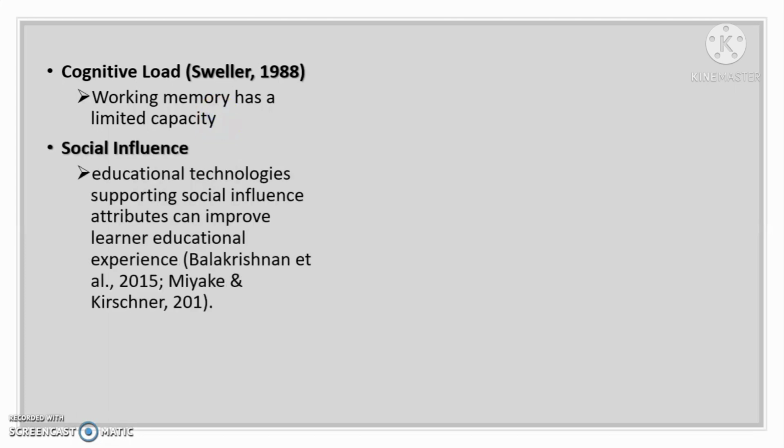The second one is about social influence. Many research findings concluded that educational technologies supporting social influence attributes can improve learner educational experience. Many users can easily modify and create, intercommunicate, and enjoy online content. In this case, Trello facilitates it since Trello has a comment section the user can use to communicate with other users.